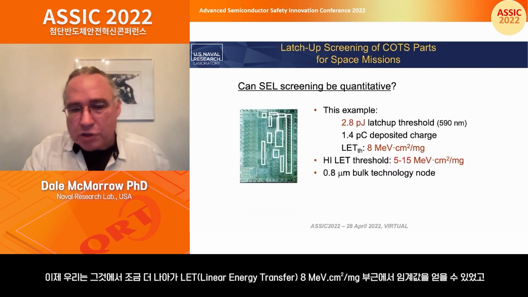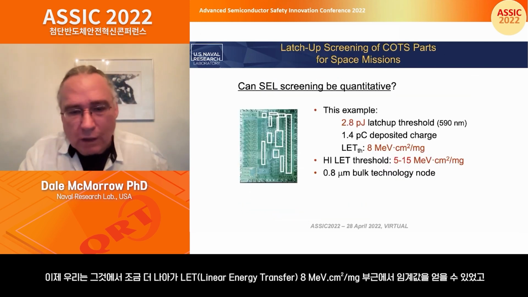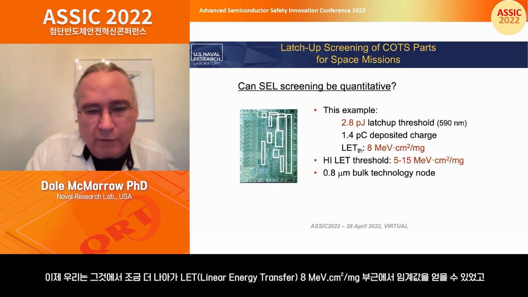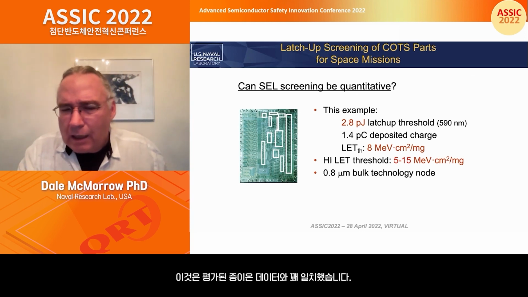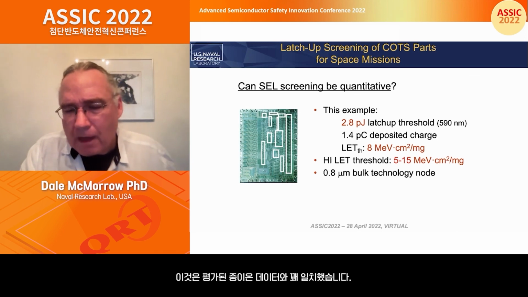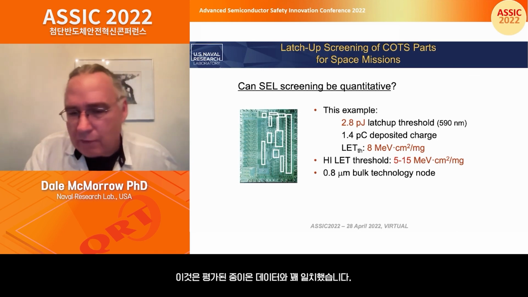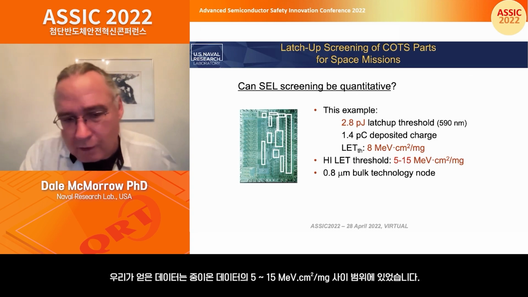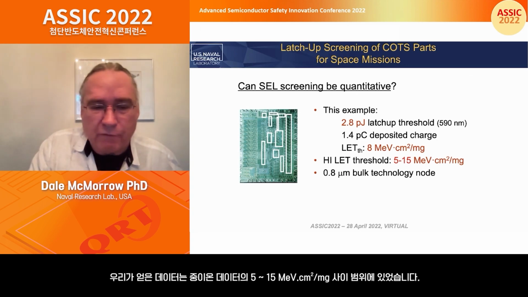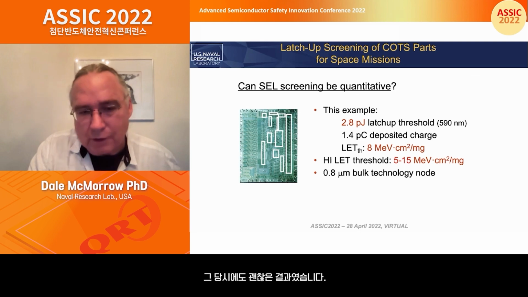Now, we were able to push it a little further and actually get a threshold somewhere around an LET of 8 MeV centimeters squared per milligram, which agreed precisely with the heavy ion data that was available. Now, the heavy ion data doesn't have the precision, but we were in their range. We were bracketed between 5 and 15. So that was a nice result at the time as well.